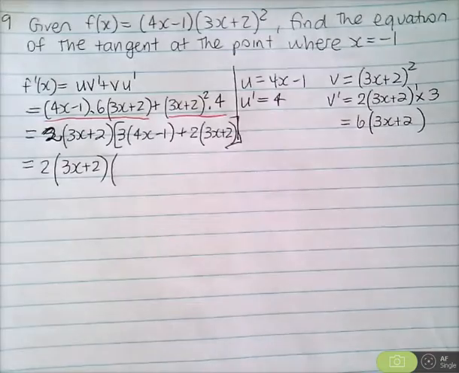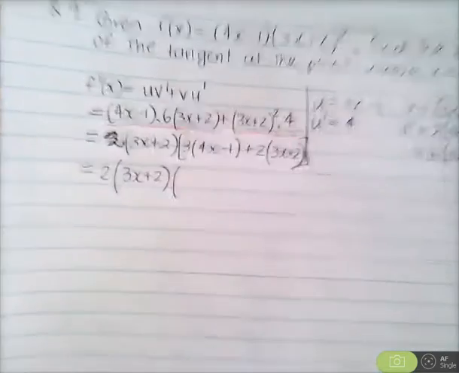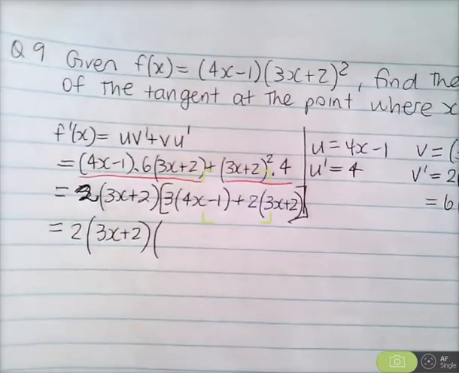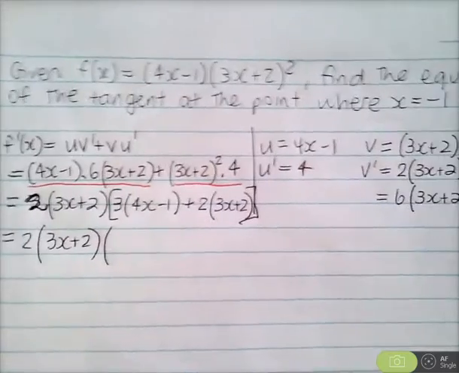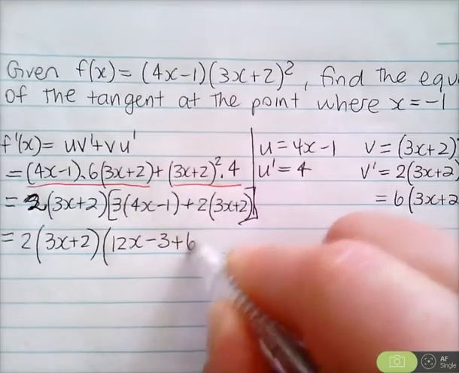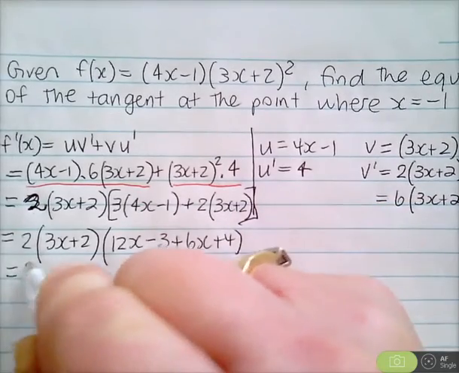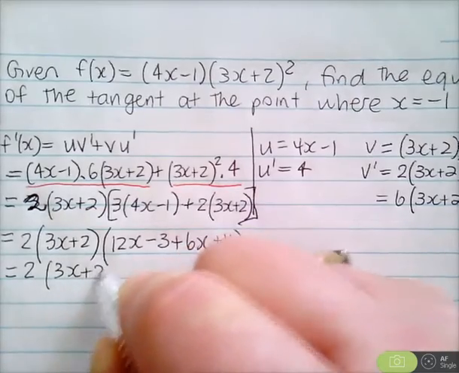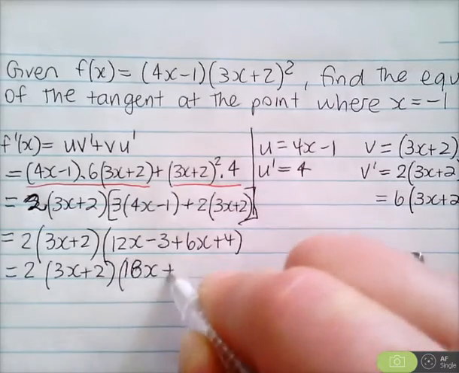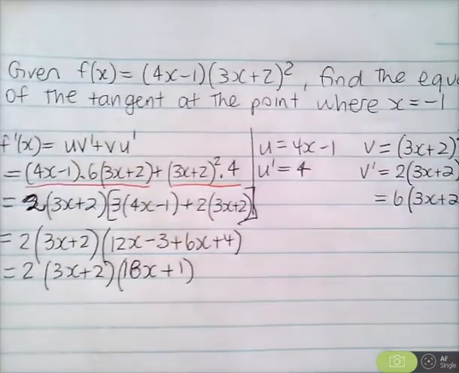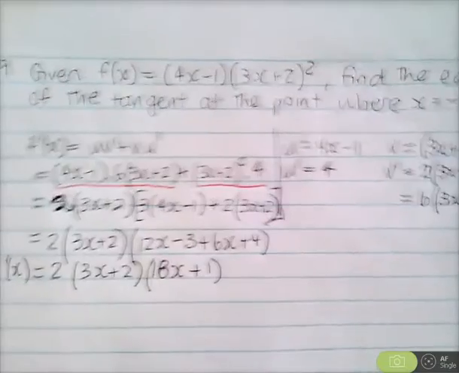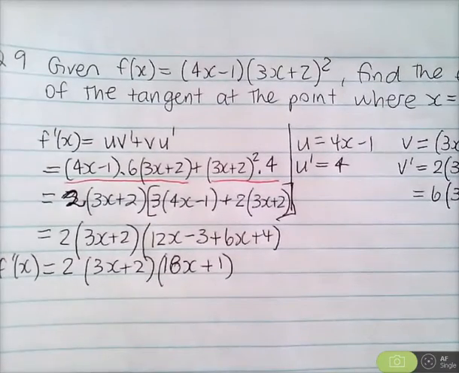Now let's open this second bracket. I'll just focus in a bit more here. I'll just make it a bit bigger. What do we got? 12x minus 3 plus 6x plus 4. 2 bracket 3x plus 2. 18x? Great. Good. So that's your f dashed x. Not your fx, your f dashed x. Excellent. So what do we do now?